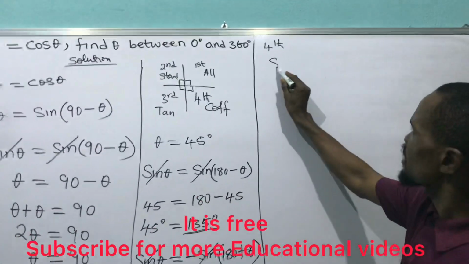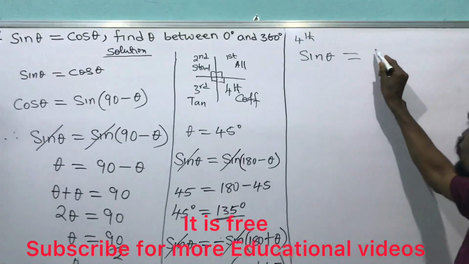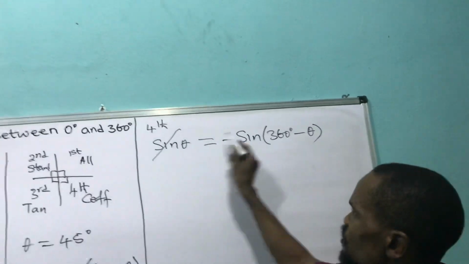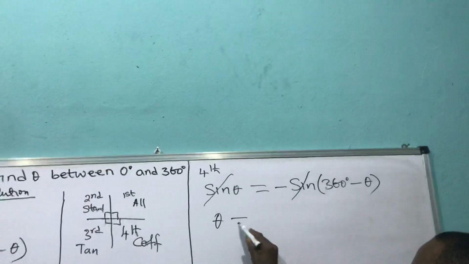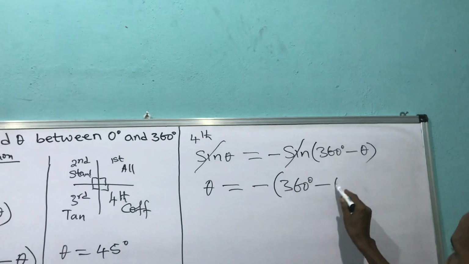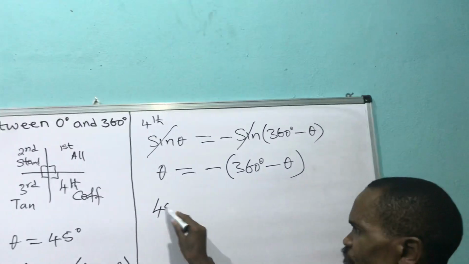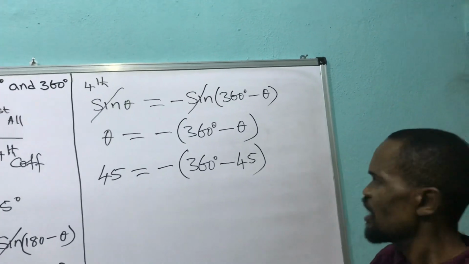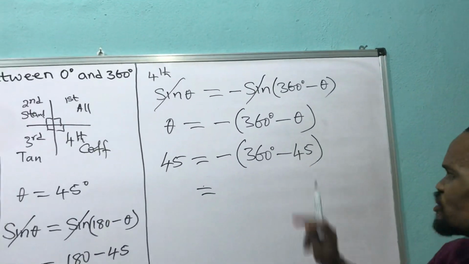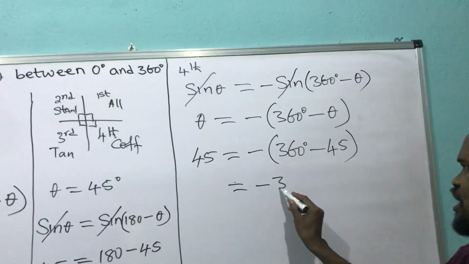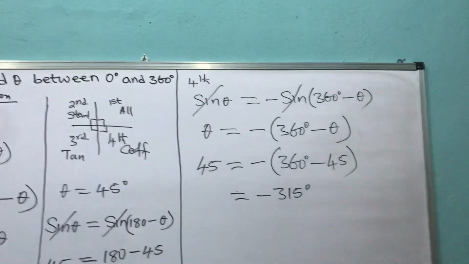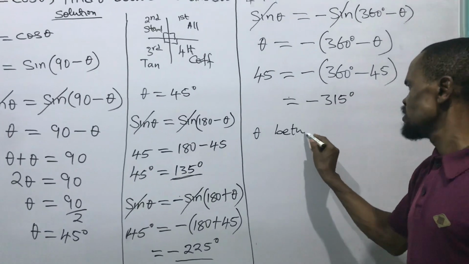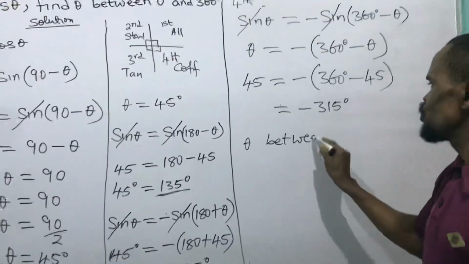Now I'm talking about the fourth quadrant. My fourth quadrant says sine theta, which is theta for my first quadrant, is equal to minus sine of 360 degrees minus theta. Therefore, this can cancel this, leaving my theta in the first quadrant equal to minus 360 degrees minus theta in the fourth quadrant. So my 45 degrees equals minus 360 degrees minus 45 degrees, which will give me minus 315 degrees.